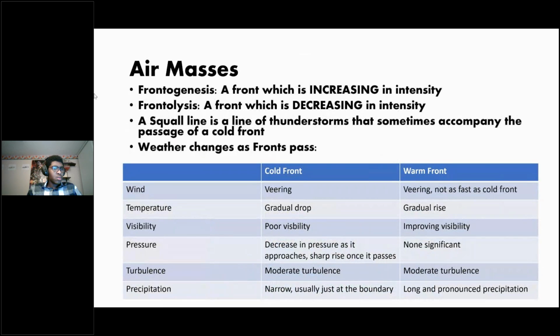Okay, so a couple of definitions. Frontogenesis is a front which is increasing in intensity, typically a cold front, because they tend to be more unstable. A good way to remember the word is genesis, a biblical term you might have heard, which means the beginning. So frontogenesis is a front which is increasing in intensity, like it's just started and it's getting stronger. And then we have frontolysis, which is just the opposite: a front which is decreasing in intensity. That'll probably happen after the occlusion happens.